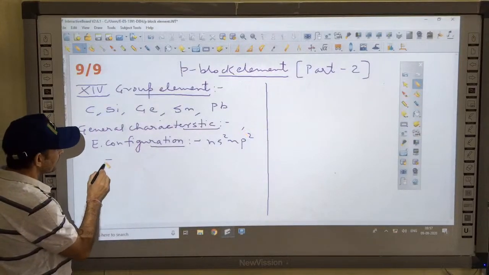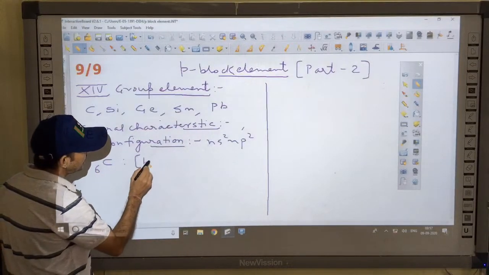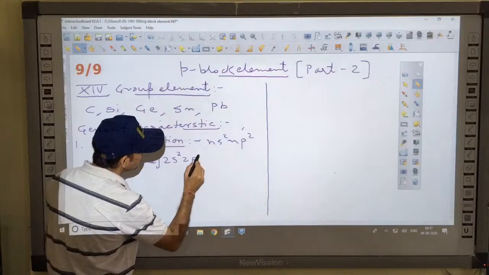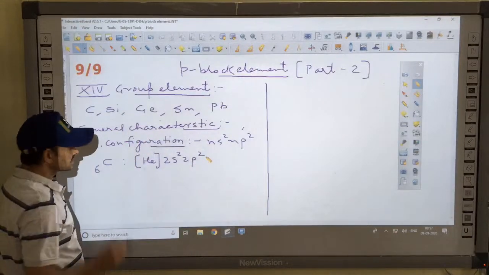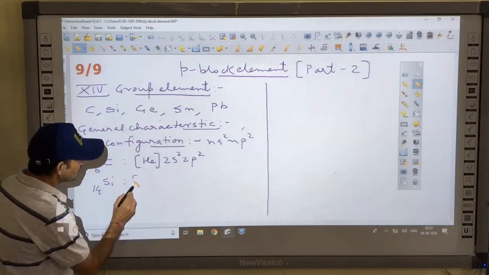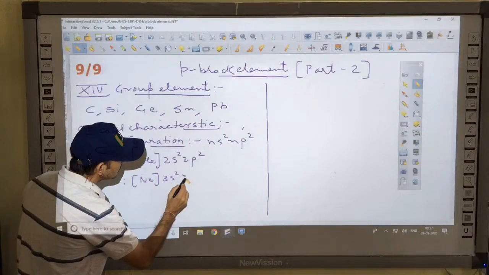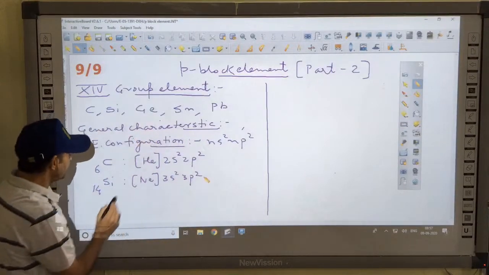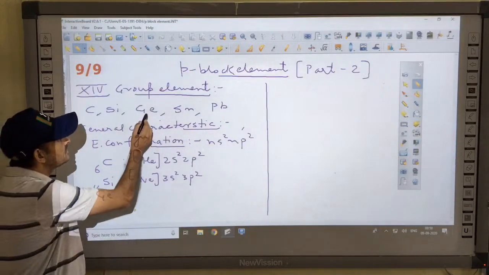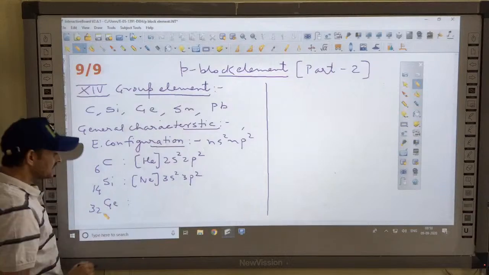Okay, suppose carbon, atomic number of carbon is 6. If we write its electronic configuration, it is helium 2s2 2p2. Now silicon. Atomic number of silicon is 14. What will be its electronic configuration? Neon 3s2 3p2. Then germanium. What is the atomic number of germanium? Before germanium, what was placed? Gallium. Atomic number was 31. So this will be 32.